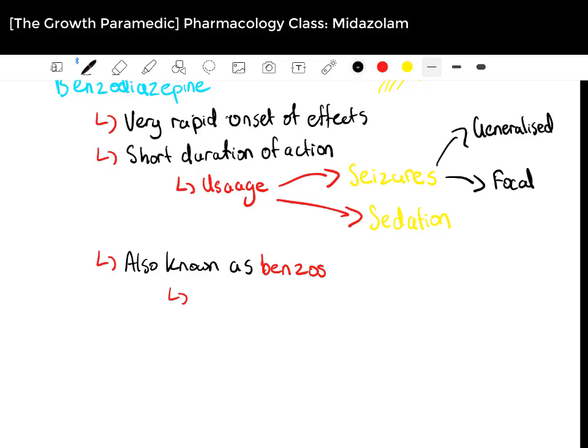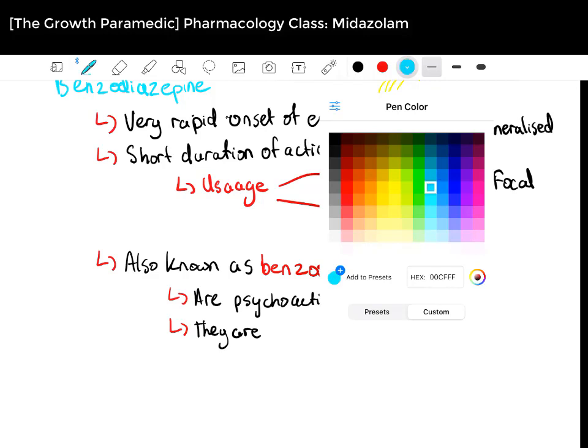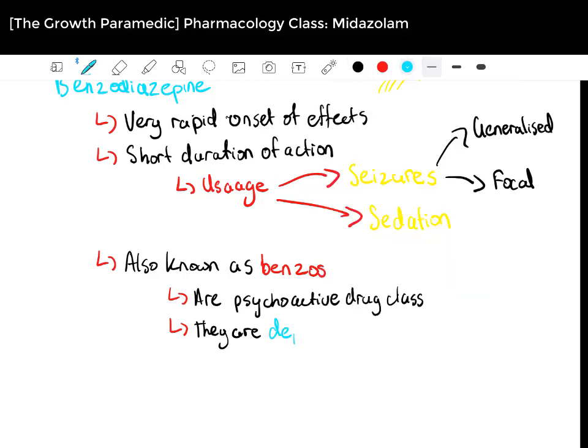They are, more specifically, a psychoactive drug class. And again, I need to reiterate, this is really important. They are, and let's make that blue if we can, depressants.